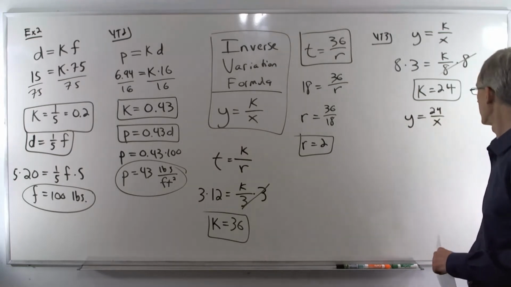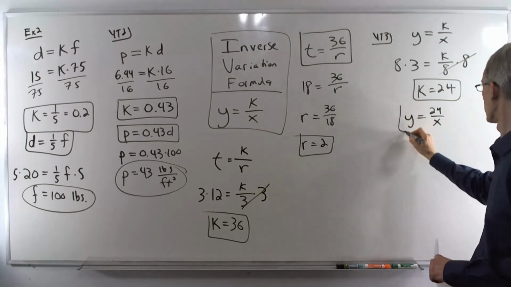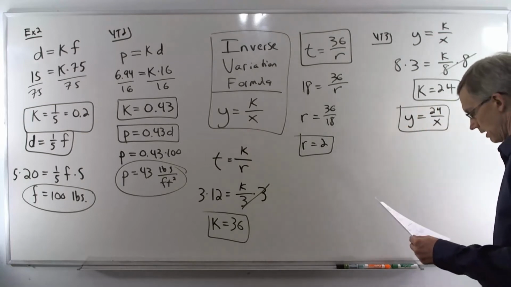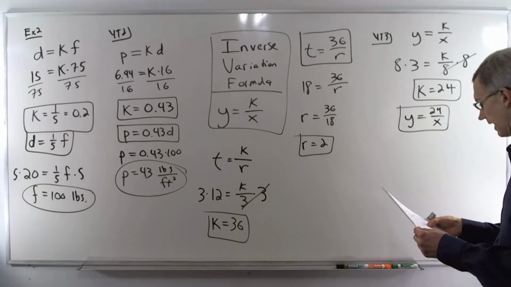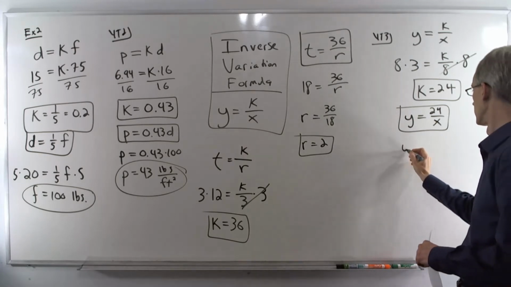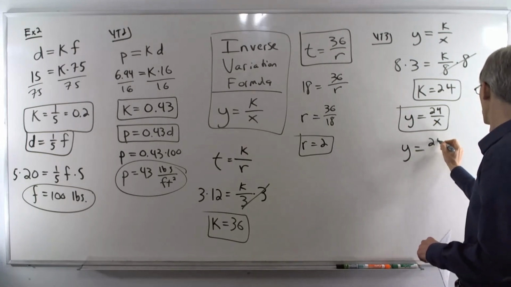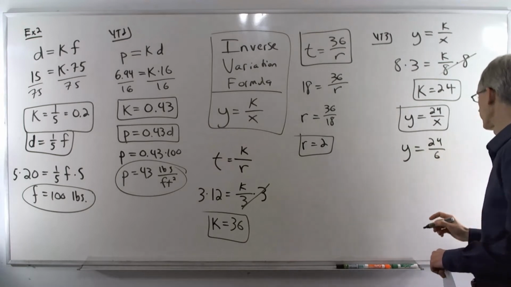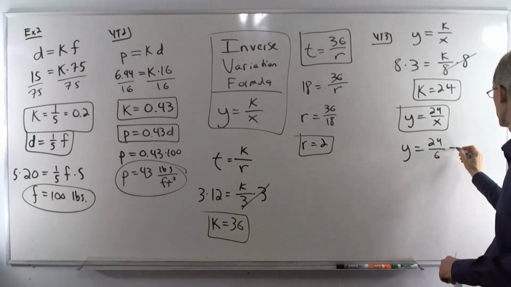So there's our equation now. Y equals 24 over x. There's our equation of variation. Now we want to know what's the value of y when x equals 6. All right, that one's just straightforward then. Just do 24 divided by 6 and we get 4.